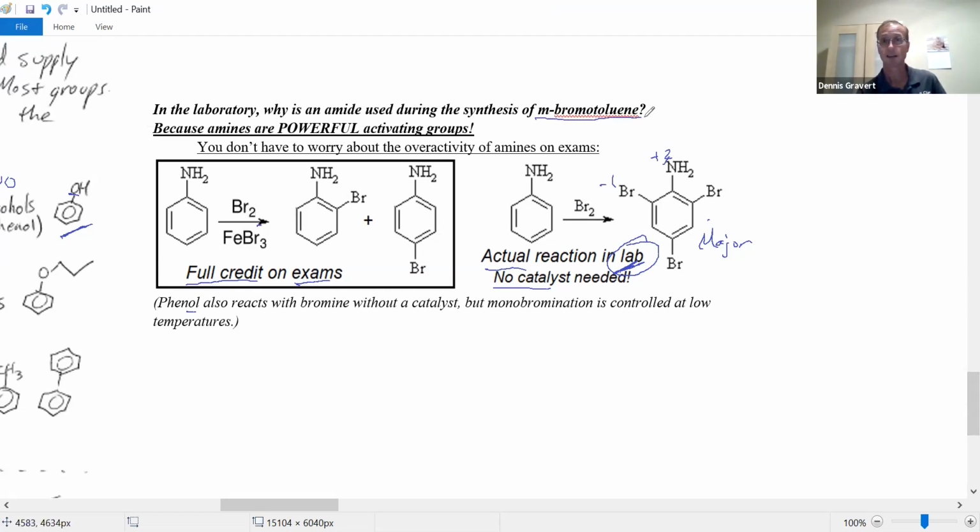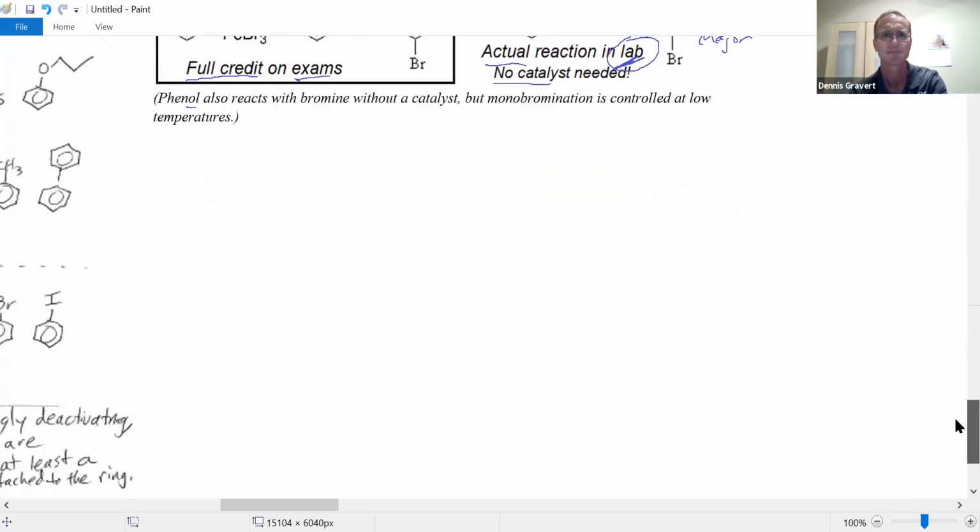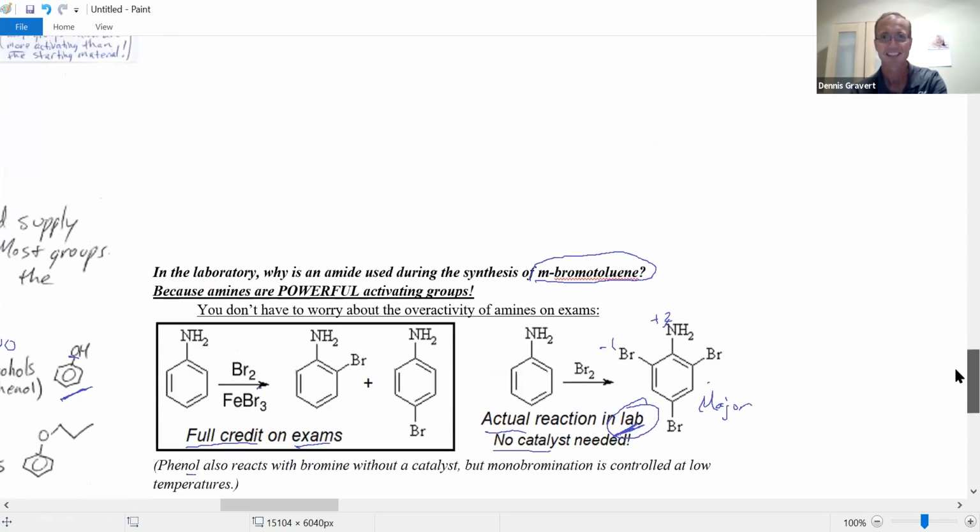what if you want to make meta-bromotoluene? Why is it meta? I'm drawing a blank. Why is an amide used? I'll have to go find out what I'm talking about. I'm drawing a blank why I pulled that out of the key concepts. We'll come back to that because I think it's on the next page.